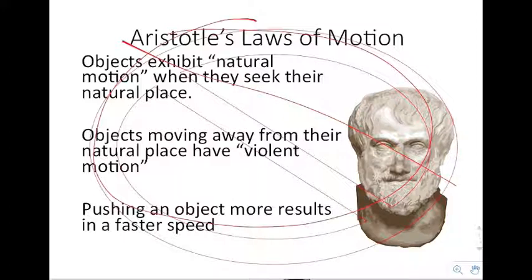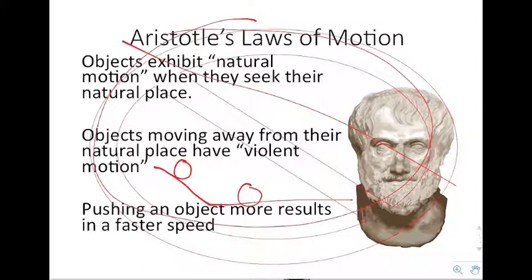And they also said that to take an object away from its natural place required what was called violent motion. Now, the key part of Aristotle's law of motion says that any time that you push an object more, it will go faster. And that seems to make a lot of intuitive sense. But when you allowed the marble to roll along the floor, you weren't pushing it anymore, but it was still maintaining the same speed. So if there's no push, how is it moving?